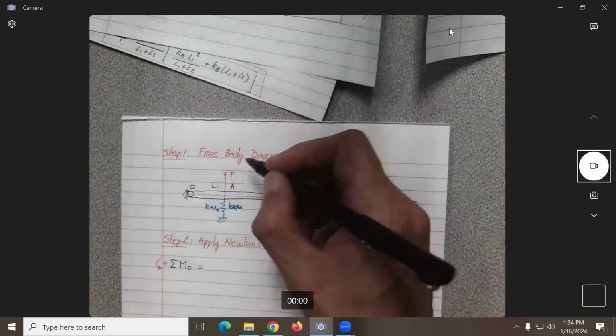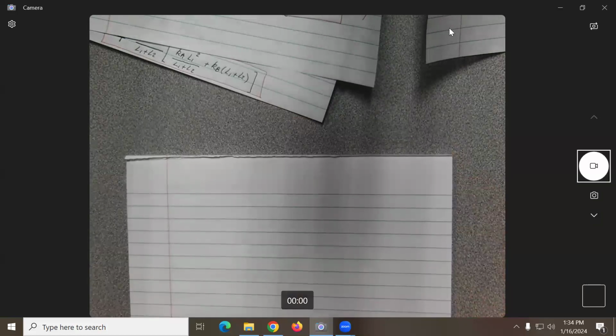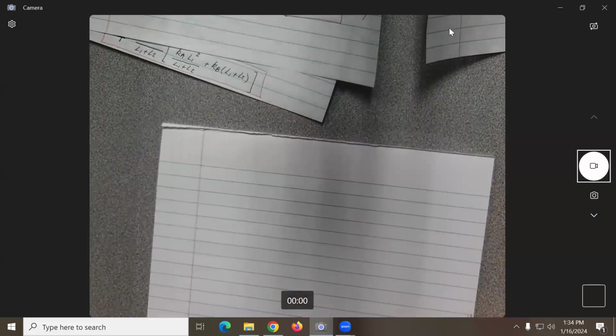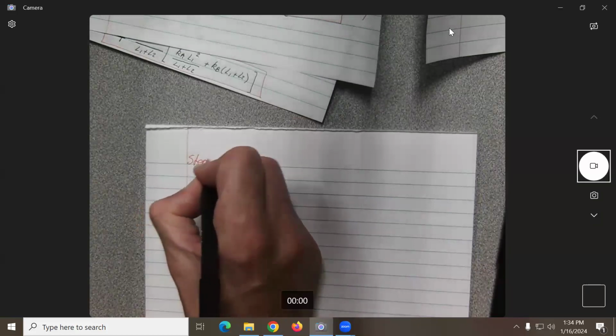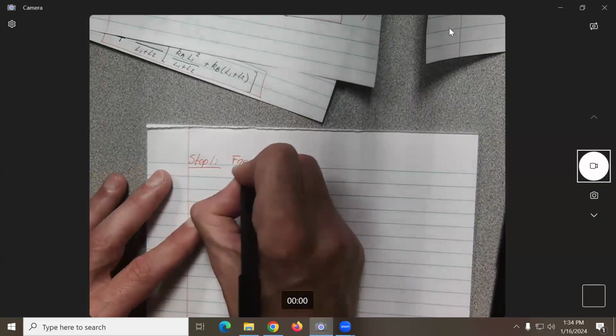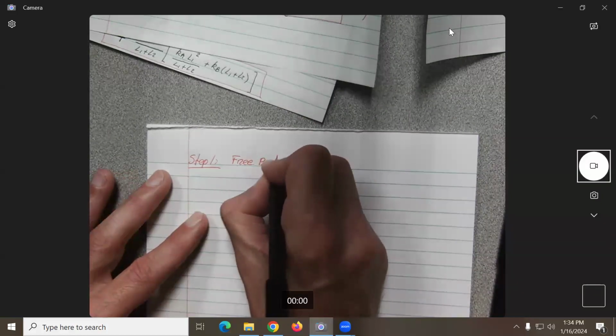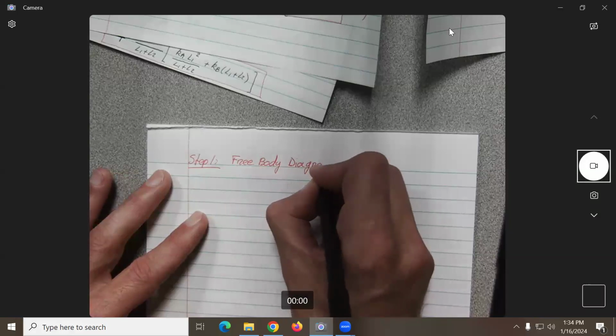Let me redo the figure. It's correct, but let's just try to do exactly the same thing that we had before. That way will be better, I think. Step one, free body diagram. There's nothing wrong, but I want to be consistent with what we did before, no?